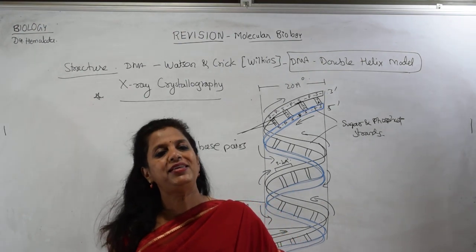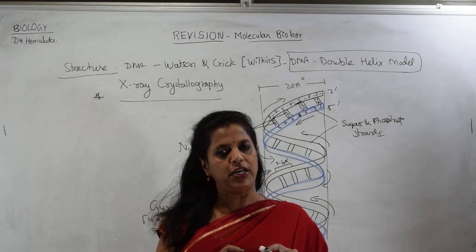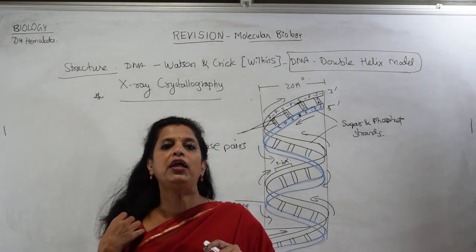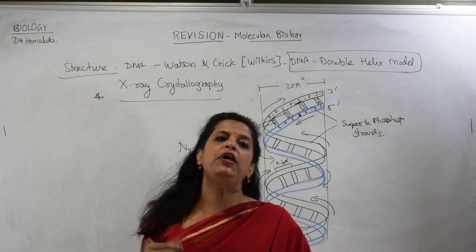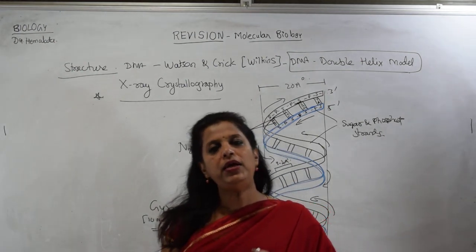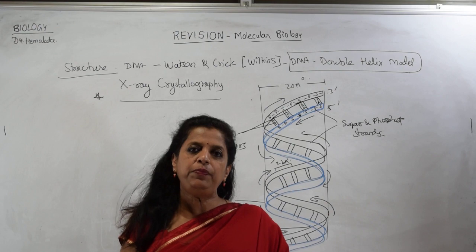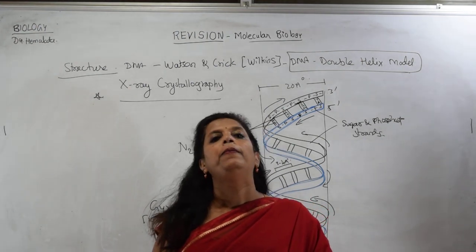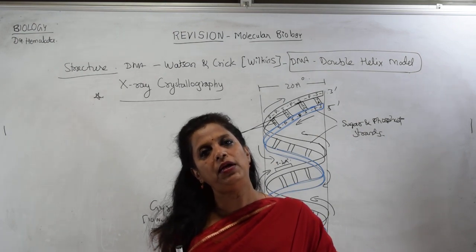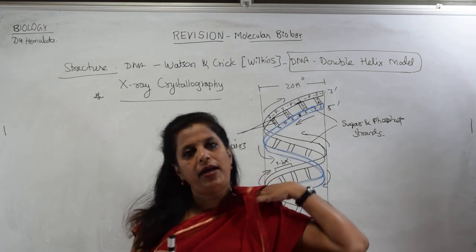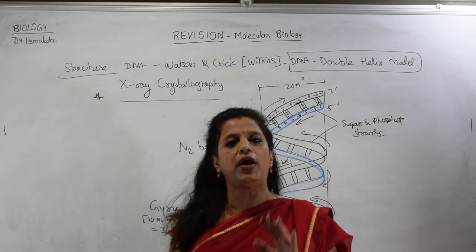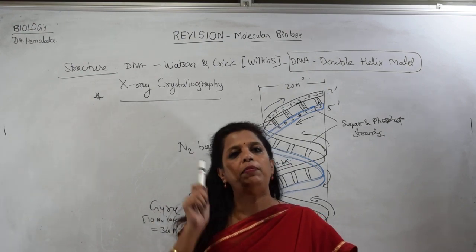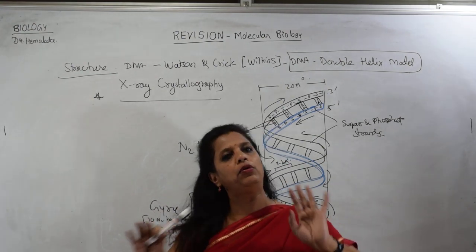The nitrogen bases connect the sugar of one strand to the sugar of another strand. And these nitrogen bases follow Chargaff's rule, that is base pair equality rule. Always adenine pairs with thymine, guanine pairs with cytosine, or thymine to adenine, cytosine to guanine. Adenine pairs with thymine with two hydrogen bonds and cytosine pairs with guanine with three hydrogen bonds. And the amount of adenine will be equal to thymine, the amount of guanine equal to cytosine.